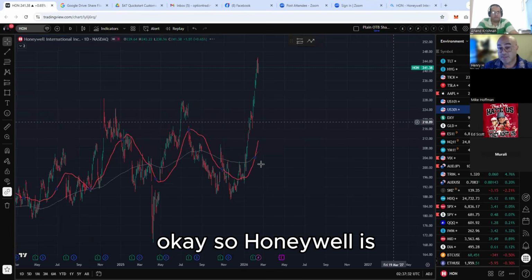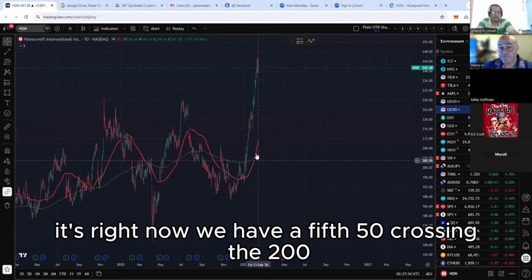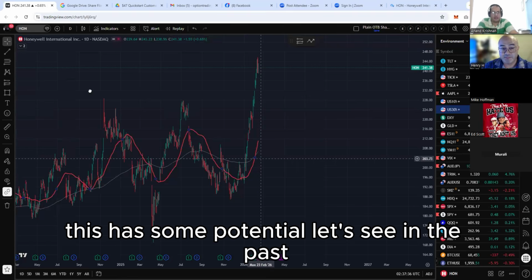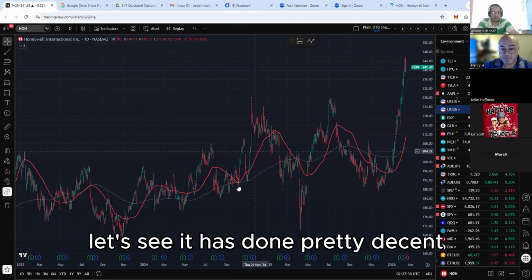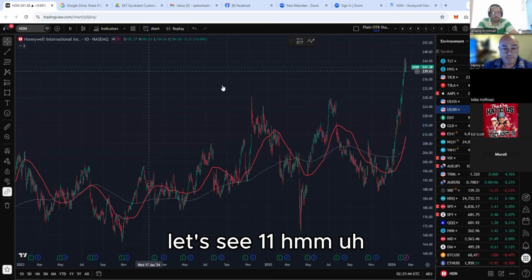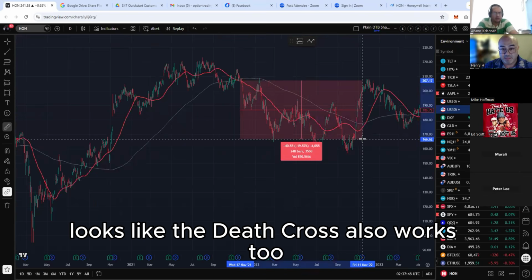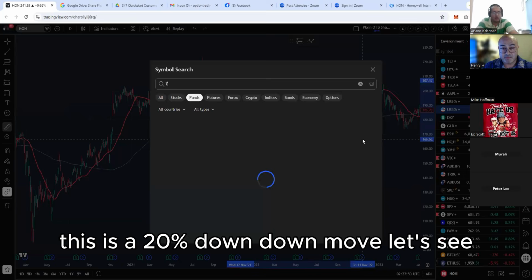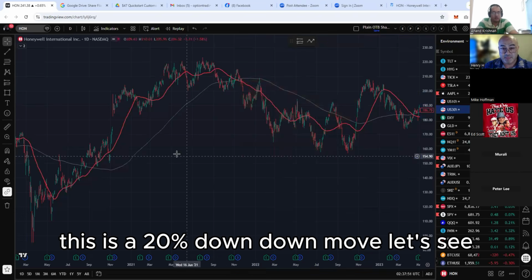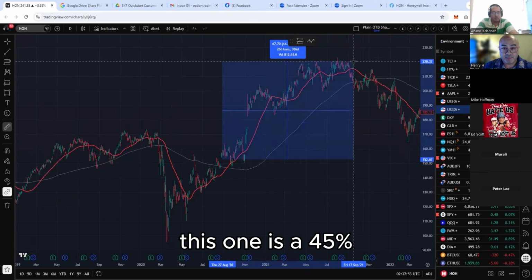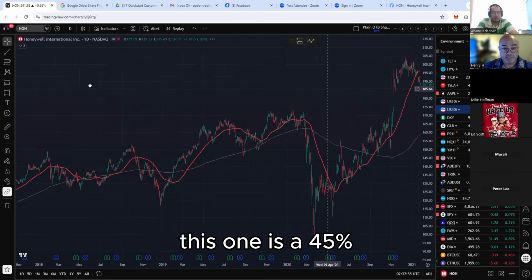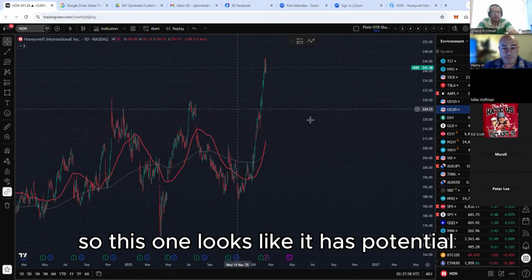Okay, so with Honeywell, right now we have a 50 crossing the 200. This has some potential. Let's see. In the past, it has done pretty decent. Looks like the death cross also works too. This is a 20% down move. Let's see. This one is a 45%. So this one looks like it has potential.